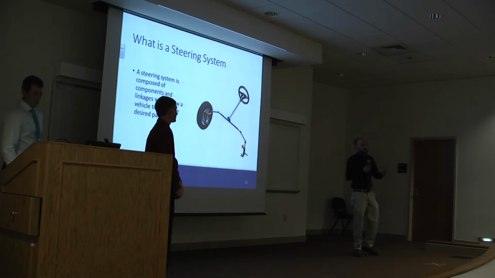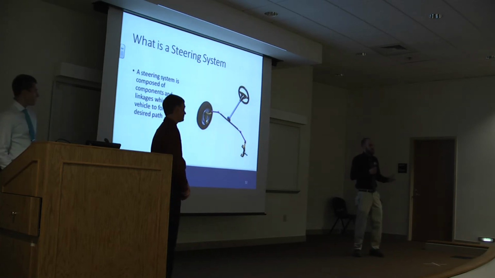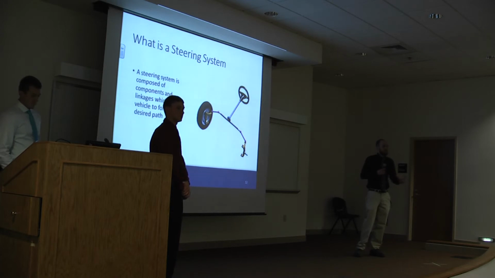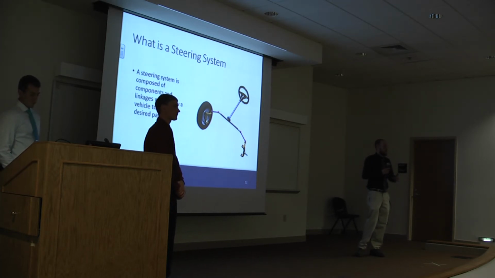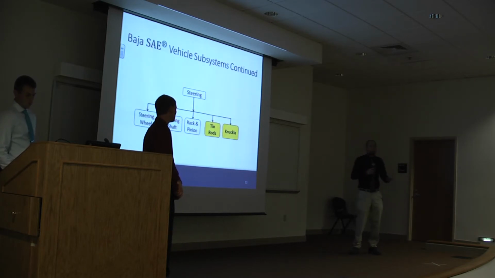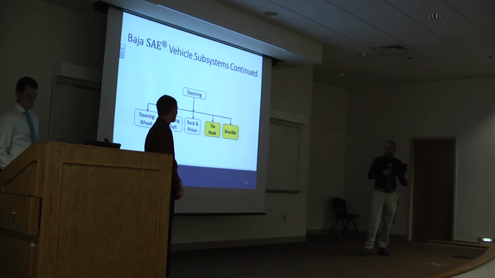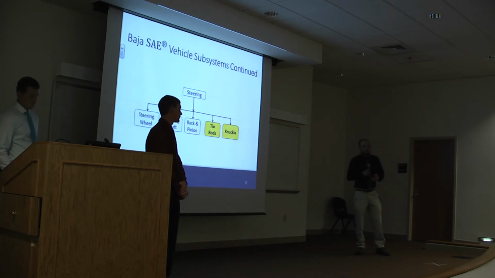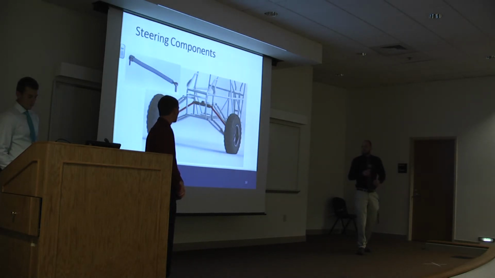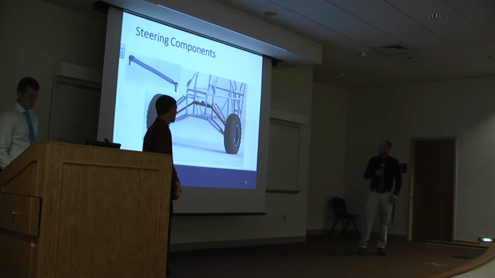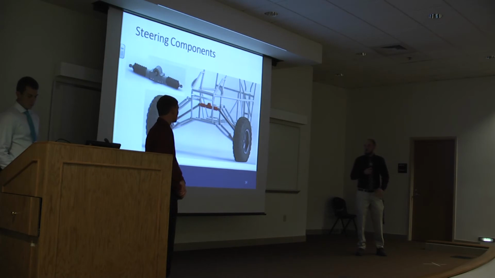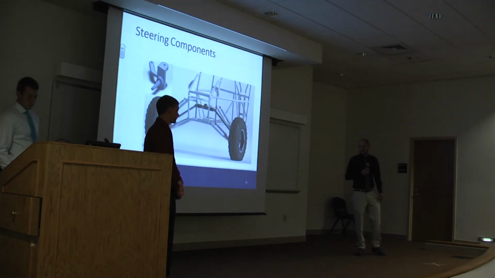So when we start talking about a steering system, we have to define what a steering system is. A steering system is what you use to navigate a car along a selected path. And inside of the steering system, you've got a few different parts. You've got your steering wheel, your steering shaft, the rack and pinion, the tie rods, and the knuckle. And what we designed were the tie rods and the knuckle. And to put some pictures with the words, we've got your tie rods, the rack and pinion, and the steering knuckle.